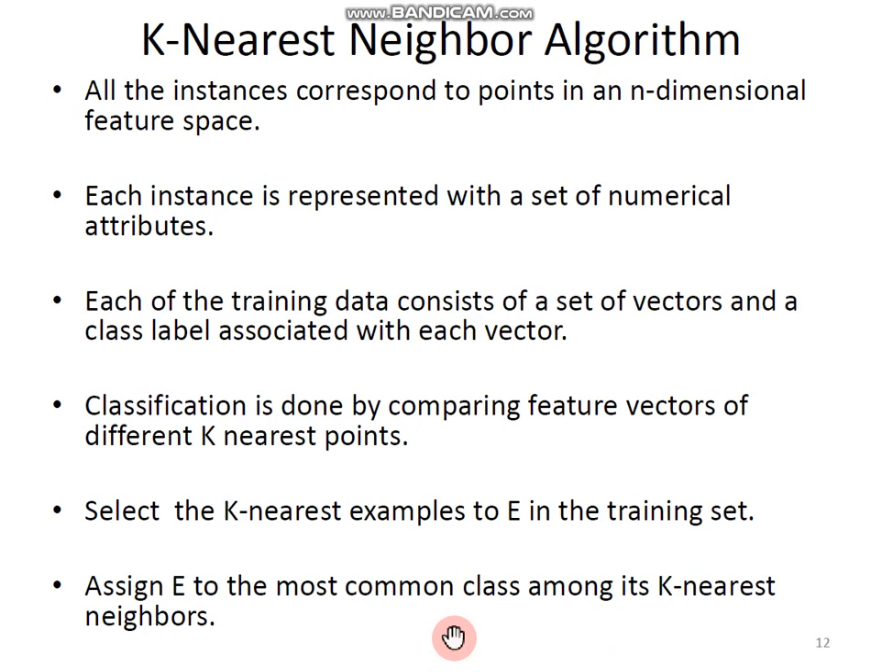Classification is done by comparing feature vectors of the k nearest points. Select the k nearest examples to E in the training set. Assign E to the most common class among its k nearest neighbors. So these are the summary points that we have covered in the last class and till now.